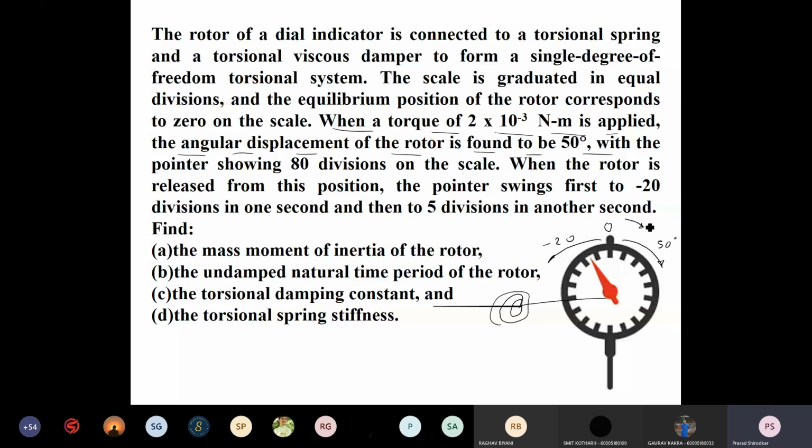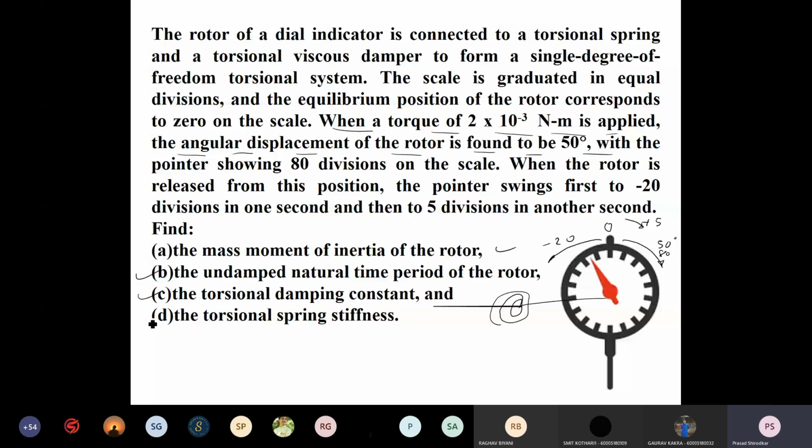So 50 degrees is equivalent to 80 divisions, and this is how it is rotating. First 50 degrees or 80 divisions, then it goes to minus 20, and then again it goes to plus 5. You have to find the mass moment of inertia of the rotor, the undamped natural time period of the rotor, the torsional damping constant, and the torsional spring stiffness.